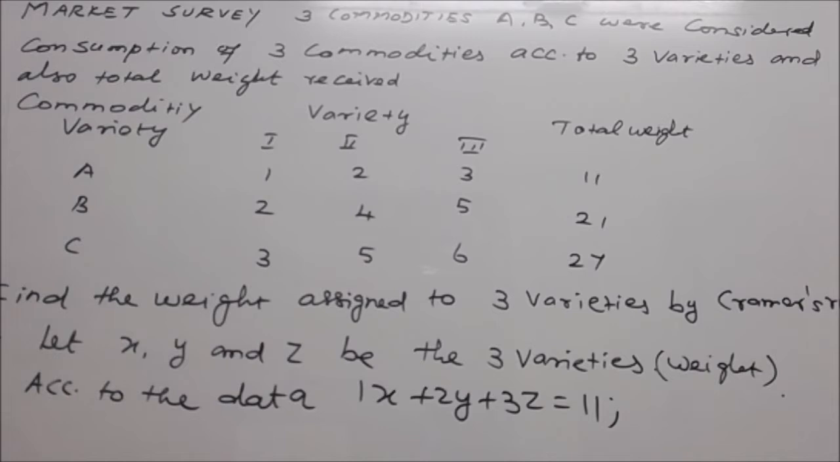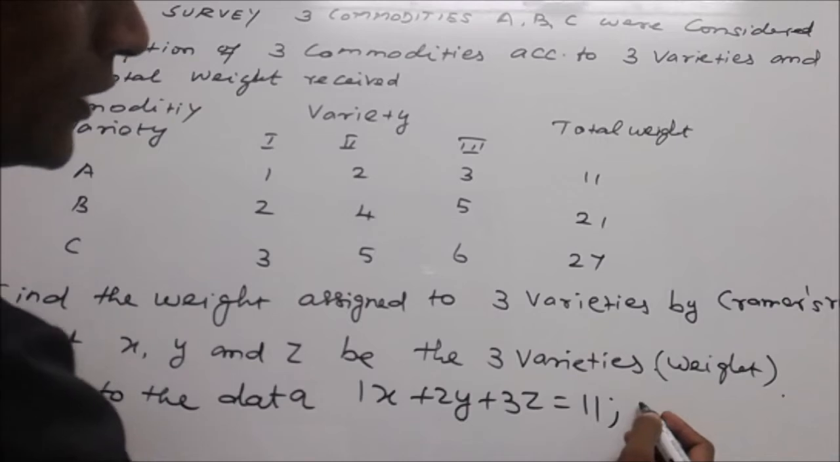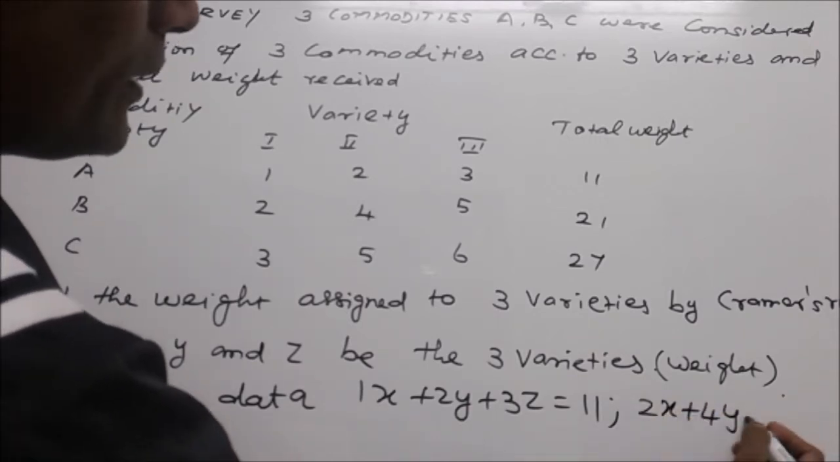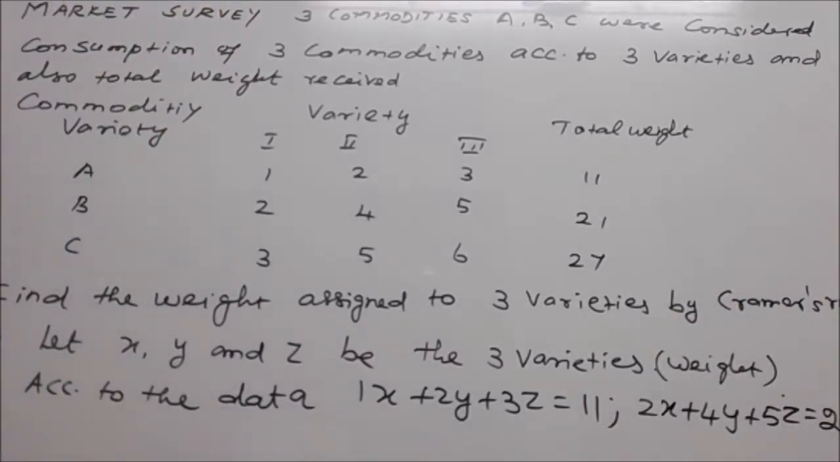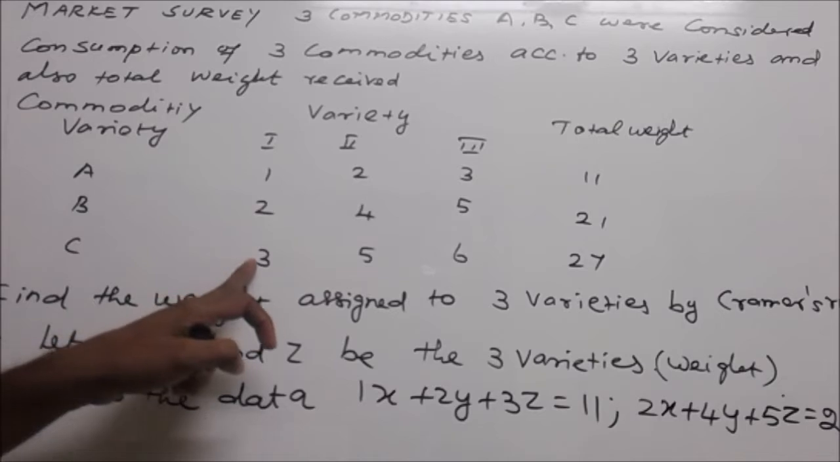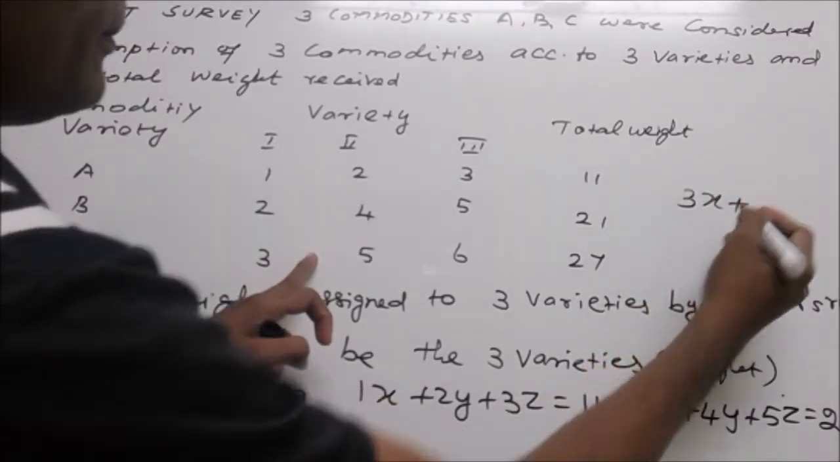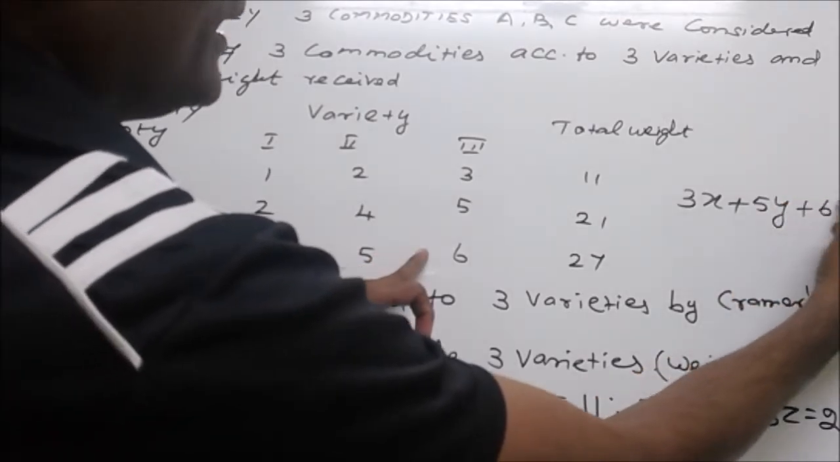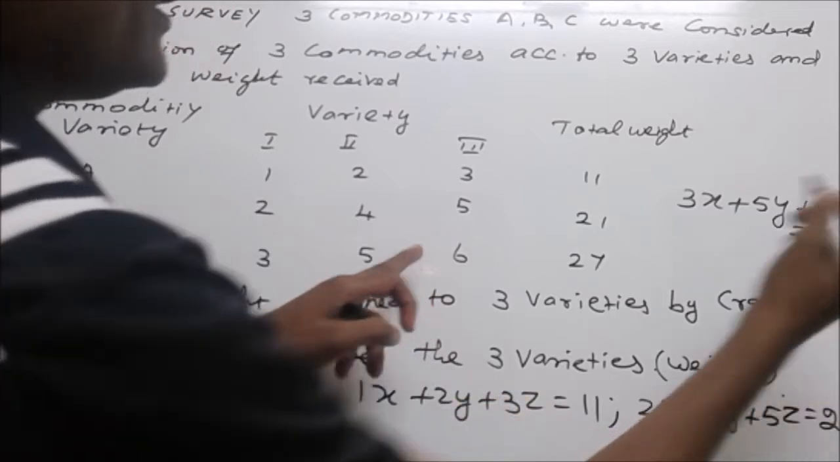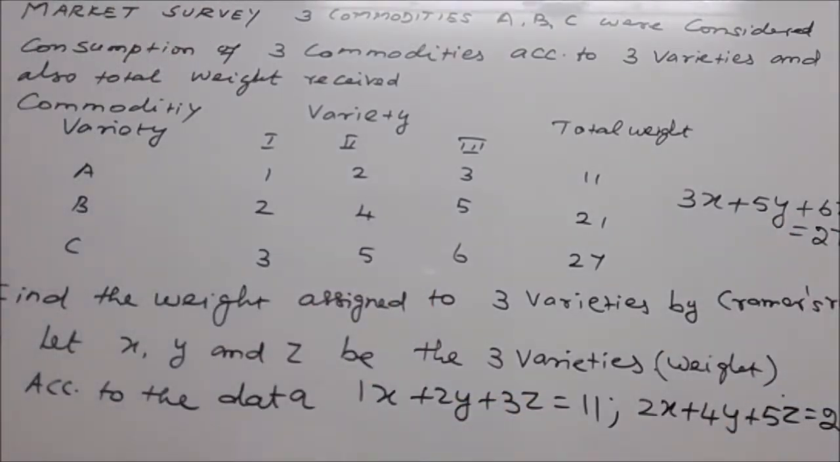Then, for the second, 2x plus 4y plus 5z equal to 21. And also, one another equation we can form by the data: 3x plus 5y plus 6z equal to 27. There are 3 equations formed. Now we have a system of 3 linear equations. We should solve by using Cramer's rule.